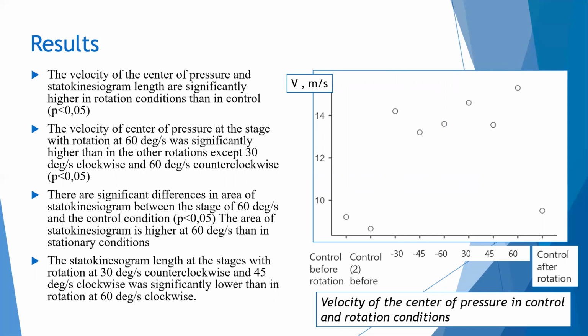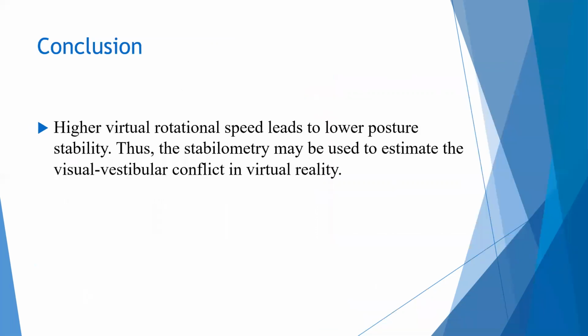The static kinesiogram length at the stages with rotation at 30 degrees per second counterclockwise and 45 degrees per second clockwise was significantly lower than in rotation at 60 degrees per second clockwise. To sum up, we found that higher virtual rotational speed leads to lower posture stability. Thus, stabilometry may be used to estimate the visual vestibular conflict in virtual reality.